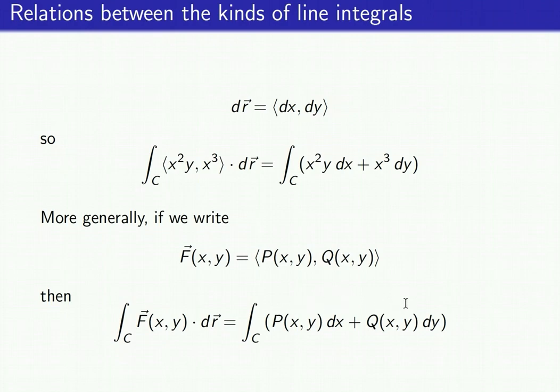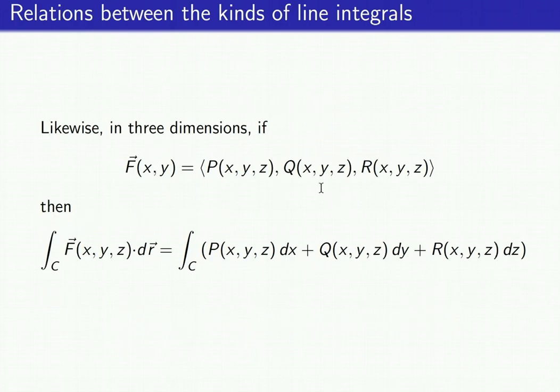So if you break it up into 2 integrals, these are both going to be integrals of the second type, the integral of something times dx or something times dy. In 3 dimensions, if you've got an x, y, and z component, p, q, and r, similarly f dot dr is going to have p dx plus q dy plus r dz. Okay.